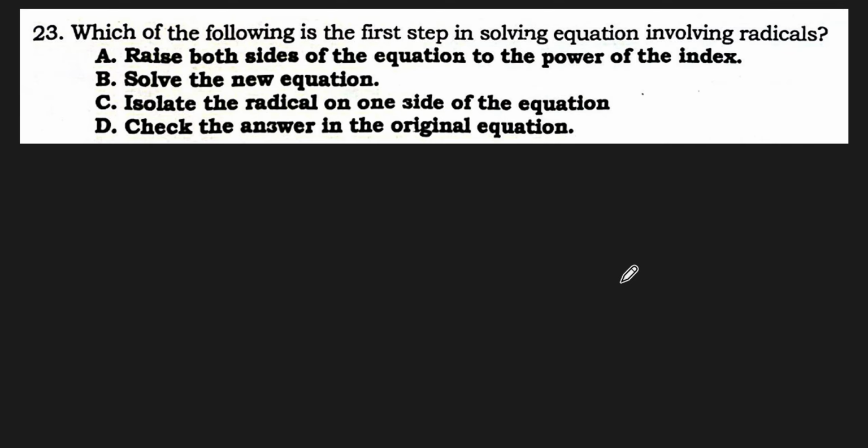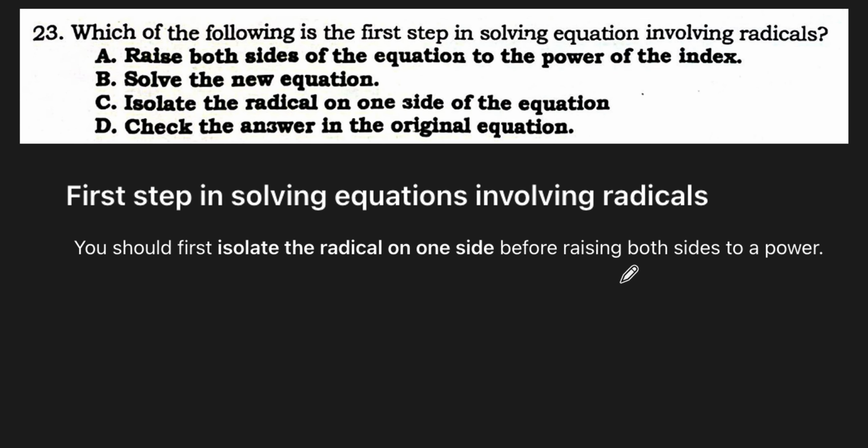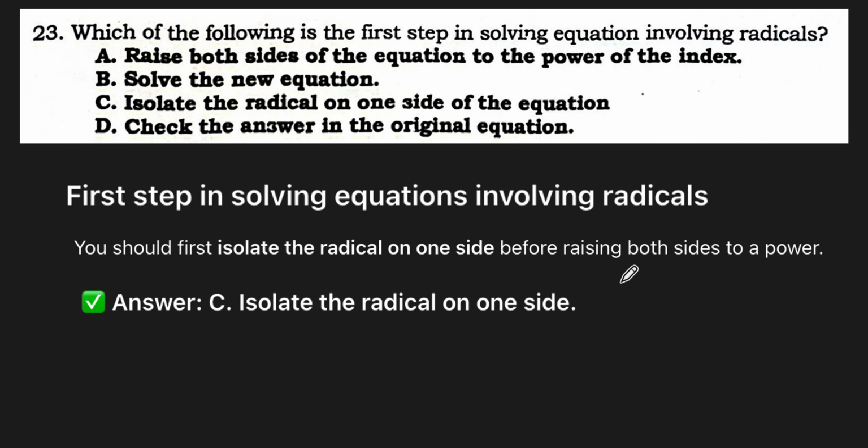Which of the following is the first step in solving equation involving radicals? I think the answer would be you should isolate the radicals on the one side before raising both sides to the power. So letter C would be the final answer. Isolate the radicals on the one side.